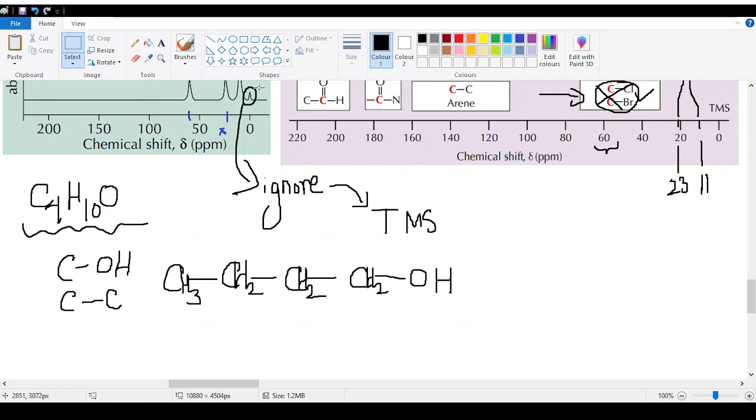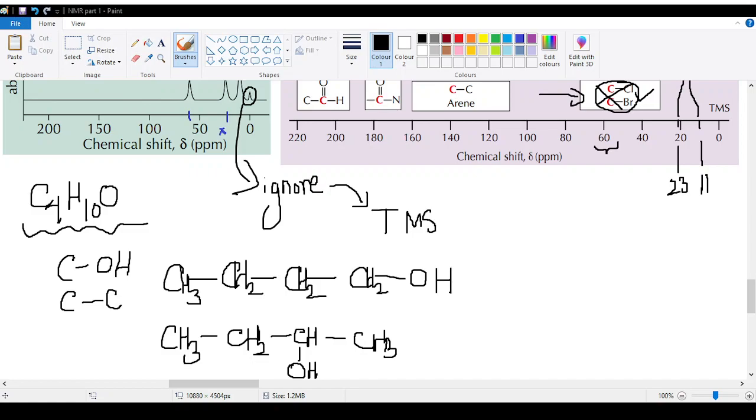Apart from this, there's another possible structure. The other possible structure is CH3, CH2, CH, and then OH joined here, and then CH3. What do you think? This is also possible, right? Because it also has the OH bond and everything. Very, very completely possible. And what else is possible? Let's see.